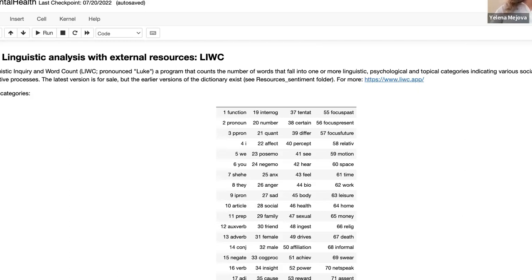So this is basically a dictionary of words that are grouped in different categories. And these categories were somehow defined by experts in psychology and linguistics and whatnot, not computer scientists. But basically, they give us some understanding of how people use words. Some of them are very generic. Basically, they're parts of speech, right? Like I, you, etc.